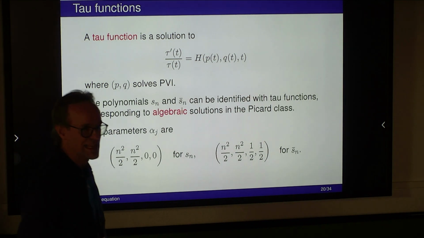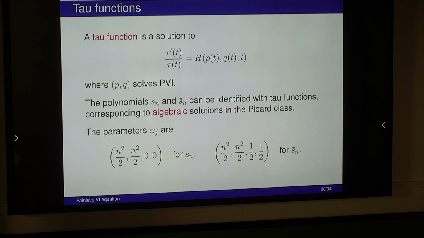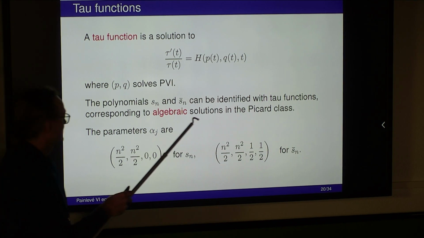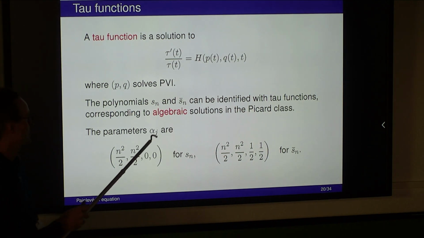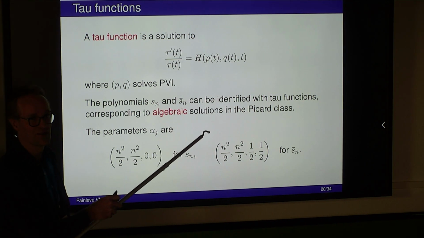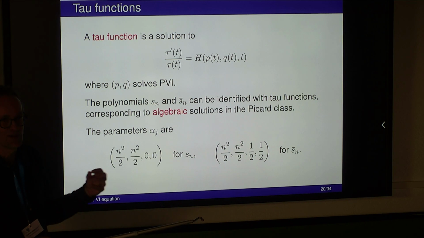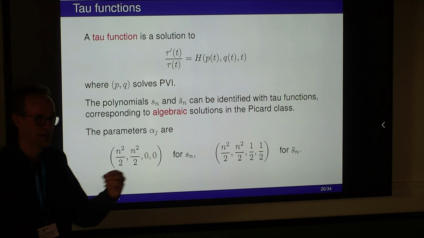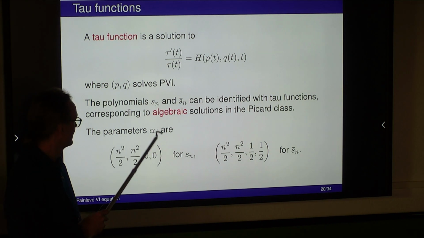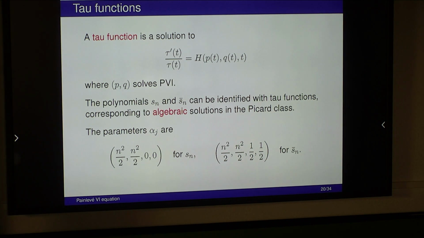And now I can tell you at least roughly what these S and S bar are, where they can be identified with tau functions, which correspond actually to some algebraic solution in the Picard class. So not everything in the Picard class is algebraic. I mean, most of them are transcendental, but for some special choices of parameters, they become algebraic. And S and S bar are such special cases.